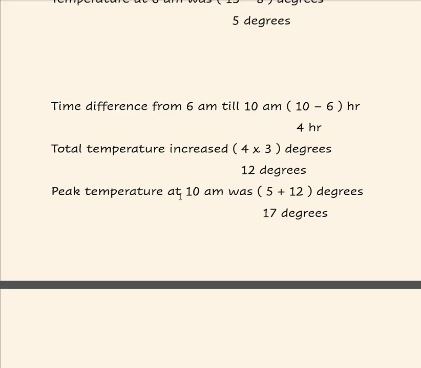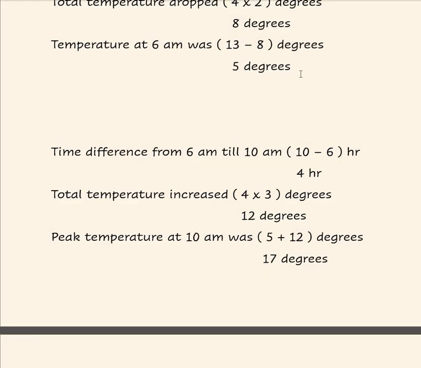So the peak temperature at 10 a.m. will be the temperature at 6 a.m., which is 5 degrees, plus the temperature increase, which is 12 degrees. So 5 plus 12 degrees equals 17 degrees. So this is the peak temperature at 10 a.m. So this is the end of problem number 2.